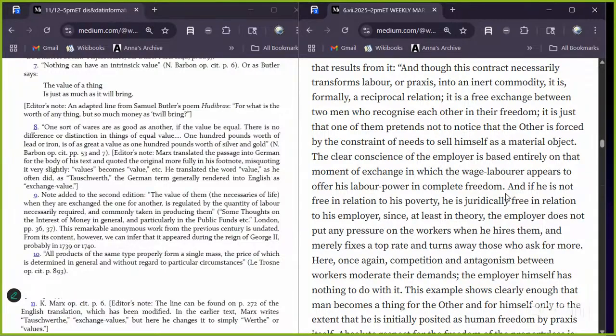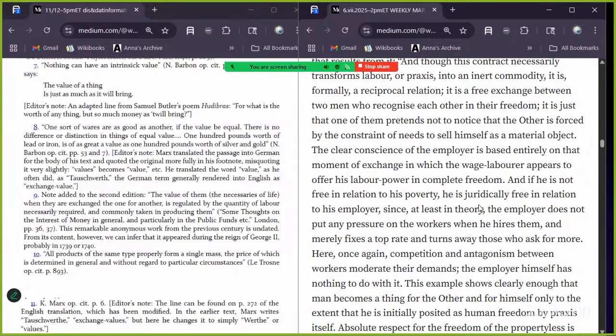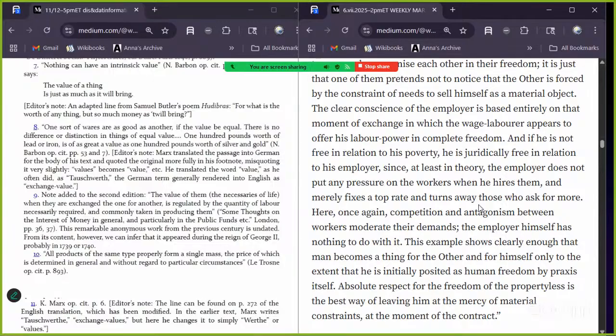And if he is not free in relation to his poverty, he is juridically free in relation to his employer, since, at least in theory, the employer does not put any pressure on the workers when he hires them and merely fixes a top rate and turns away those who ask for more. Here, once again, competition and antagonism between workers moderate their demands. The employer himself has nothing to do with it.